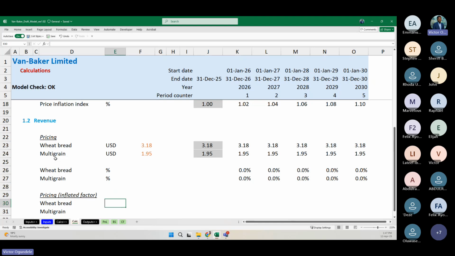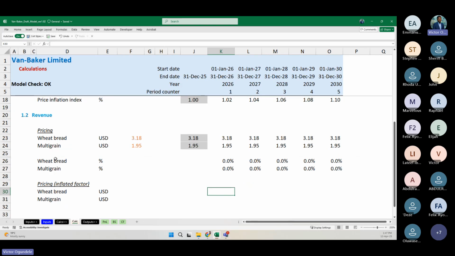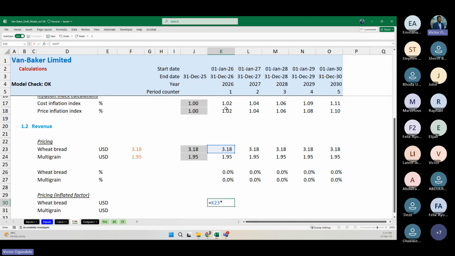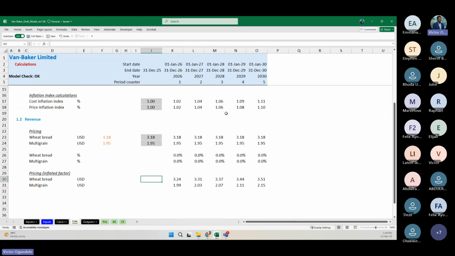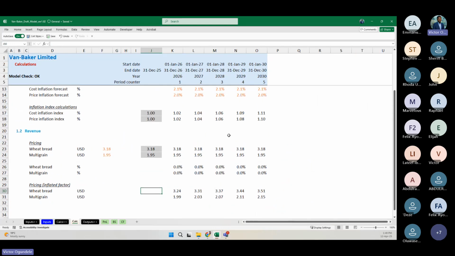And here, just link this to our currency. And here, what we now need to do is to what? To multiply the forecast pricing, multiply by what? Multiply by our price inflation index for each period. So do the same thing for the second product. So it's kind of easier to understand. So create a proper flow. A proper flow.